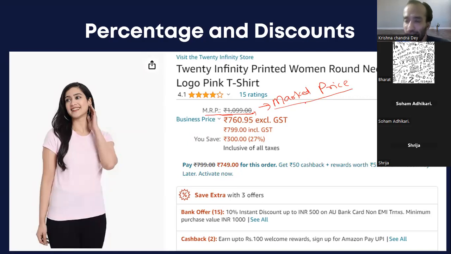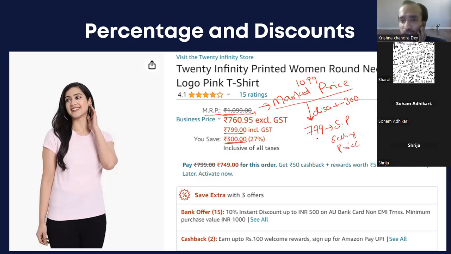Then from the marked price, they will give some discount, right? For example, the mark price was 1099. They gave some discount, which is 300 rupees, right? Post which I sell at, suppose, 799. Forget this excluding including part. 799. This is called the SP, which is the selling price. Just a normal thing that you see.